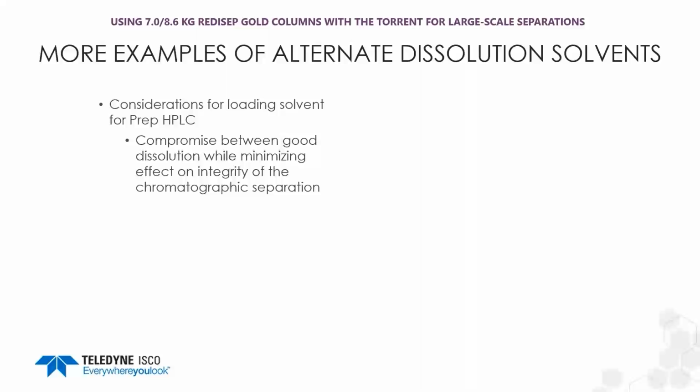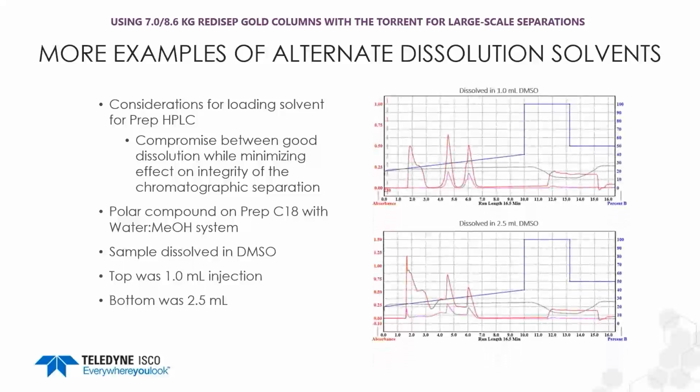Another example of choosing alternate dissolution solvents, and this is an example from Prep HPLC, but this would be applicable to Flash as well. Basically, we're looking for a compromise between good dissolution while minimizing the effect on the integrity of the chromatographic separation. So I have two runs here. One's dissolved in 1 milliliter of DMSO, and so this is a satisfactory run.